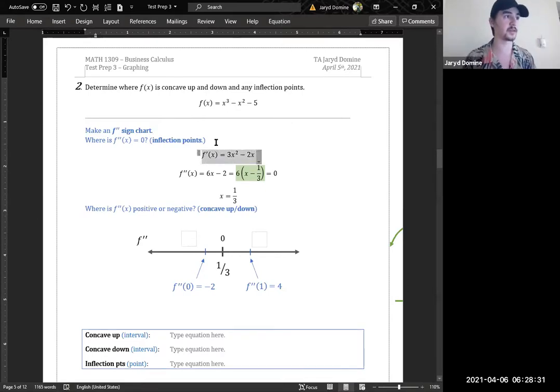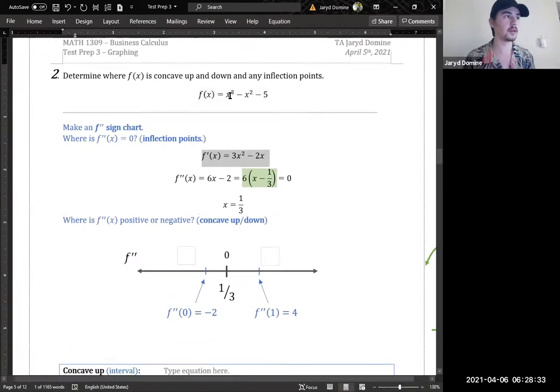We take our first derivative using the power rule. The first term gives us 3x squared, the second term gives us -2x, and the derivative of a constant is 0. So this is our first derivative. For the second derivative, we just do the power rule again. For the first term we get 6x, for the second term we get -2. And this is our second derivative.